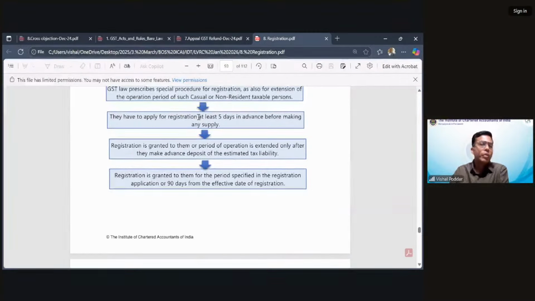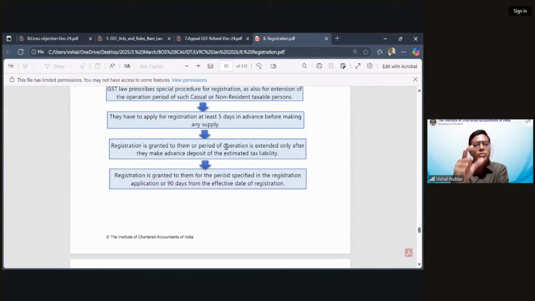They have to apply for registration minimum 5 days in advance before making the supply. Further, registration is granted to them or period of operation is extended only after they make advance deposit of the estimated tax liability. Now, what is this period of operation is extended? So when you apply, at that time you have to also inform as to for what period this registration you are seeking. Now, which cannot be more than 90 days.